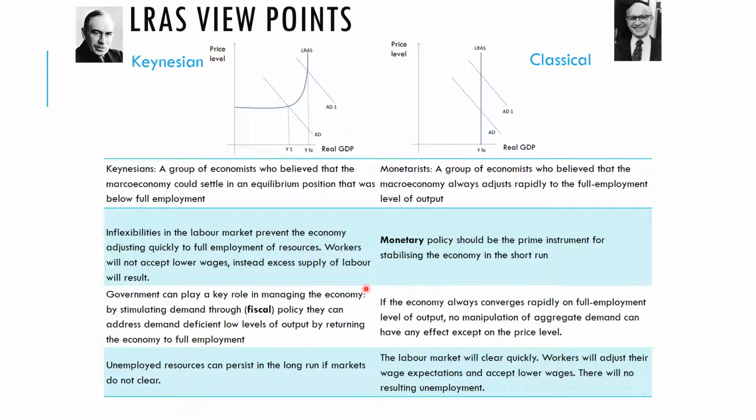In the classical view of the world, the economy always converges rapidly on full employment, and so no manipulation of aggregate demand can have any effect except on the price level.